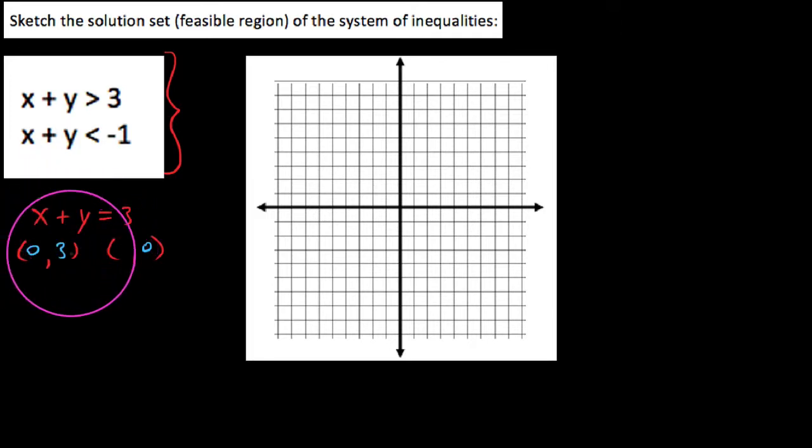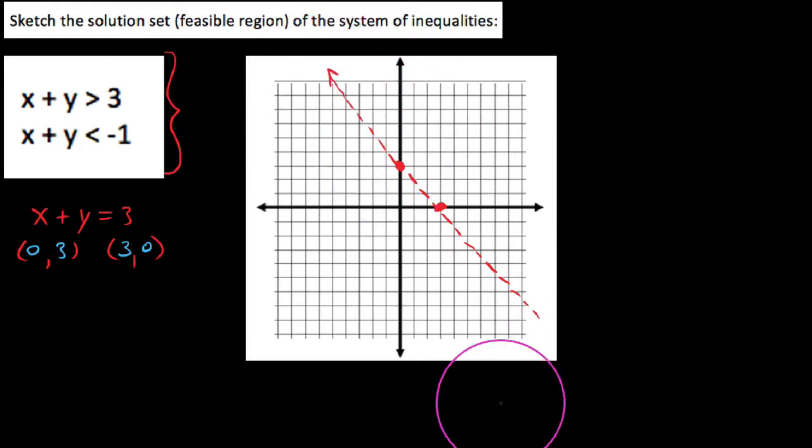So when x is 0, y is 3. And when you plug in 0 for y, you get x is 3. So it hits our x-axis at 3 and our y-axis at 3. We'll go 1, 2, 3 to the right, also 3 up, and then connect these dots and label it. We're going to connect these with a dashed line, because it wasn't a greater than or equal to situation. It is a greater than situation, no or equal to. We're going to label this x plus y equals 3.